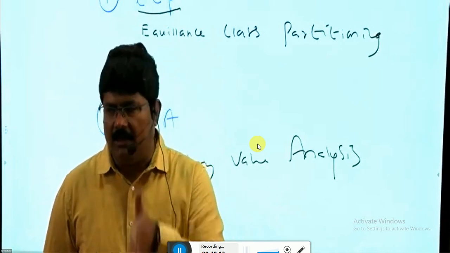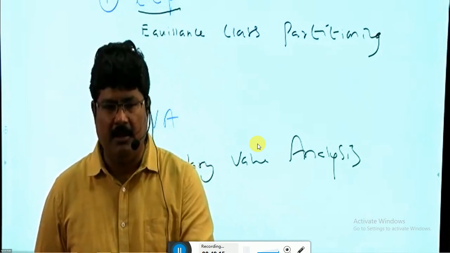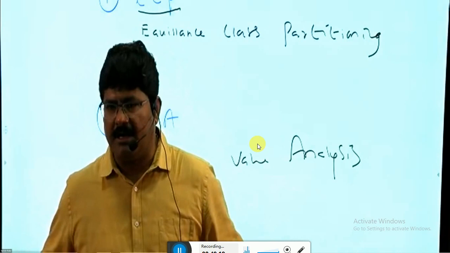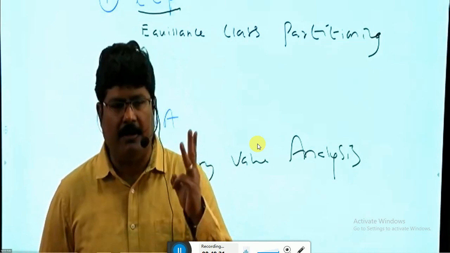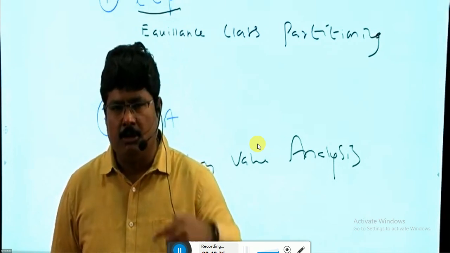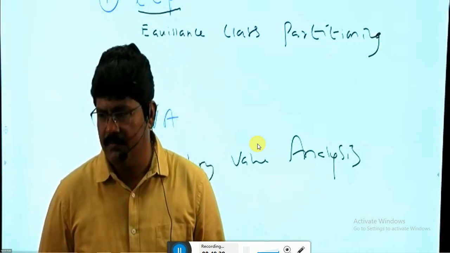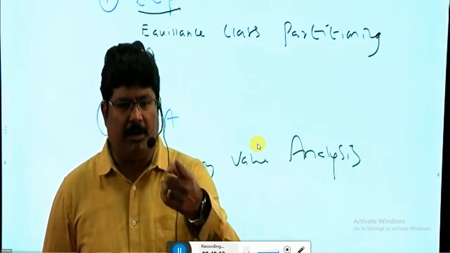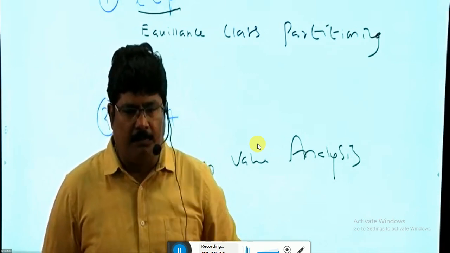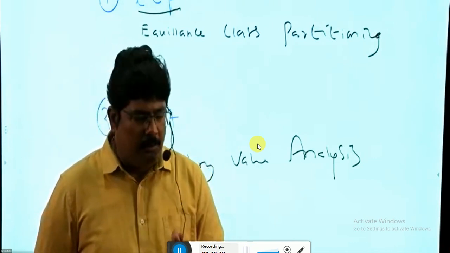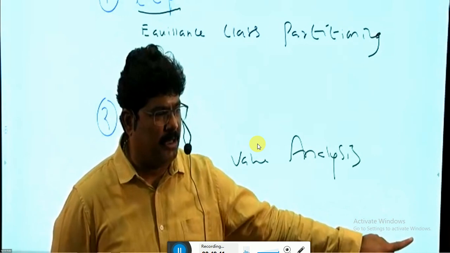21 to 60, one partition, you should accept. Below 21, you should not accept. Above 60, you should not accept. How many partitions? 3. All inputs belonging to one partition should produce the same output. When I give 21 or 22 or 23 up to 60, you should accept. All inputs, expected output is the same. System should accept. All inputs below 21, expected output is the same.